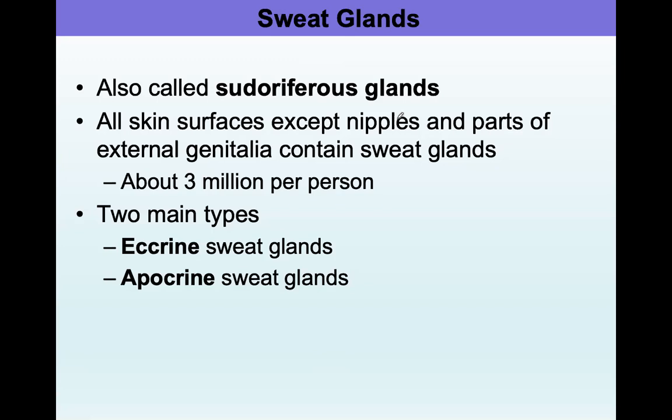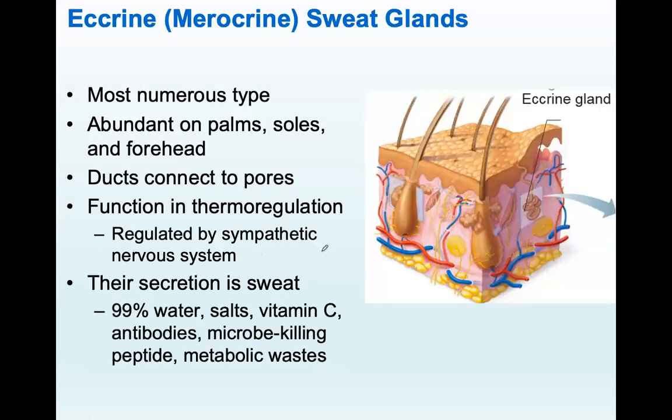Okay, sweat glands. I'm going to briefly go over this, guys. There are two types of sweat glands, or sudoriferous glands. One is called apocrine, and the other one is called eccrine glands. When you look at the eccrine gland, which is also called merocrine glands, they are important for thermoregulation.